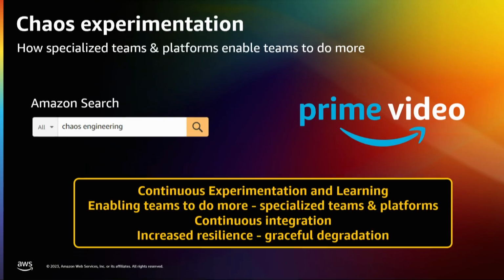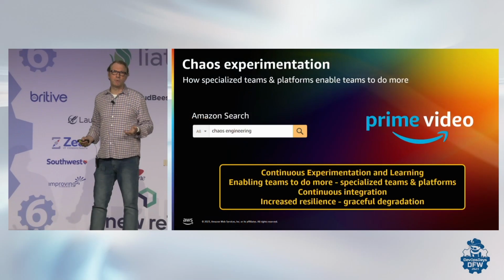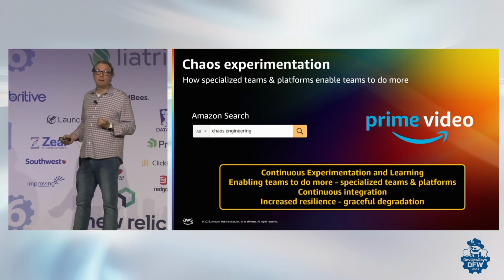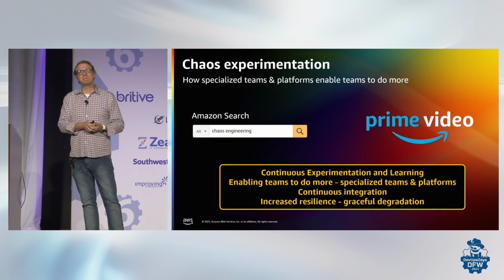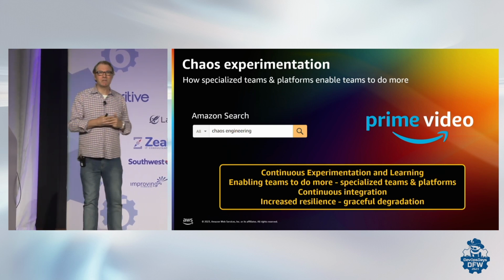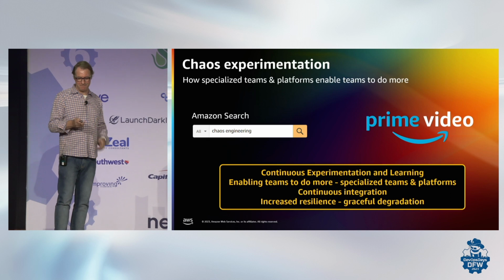All right, so in summary, we talked about chaos experimentation and how it was enabling teams. And just to be clear, this search resilience team is not doing the chaos experimentation for the 40-plus teams. It's creating the engineering and platforms and processes so they can do it themselves. I think that's really a very DevOps thing, and that's why I say it's about enabling teams to do more through specialized teams and platforms. But this is also about continuous experimentation and learning. It's also about continuous integration, because you can hook up those experiments to your pipeline. And it's also about increased resilience through, again, graceful degradation.